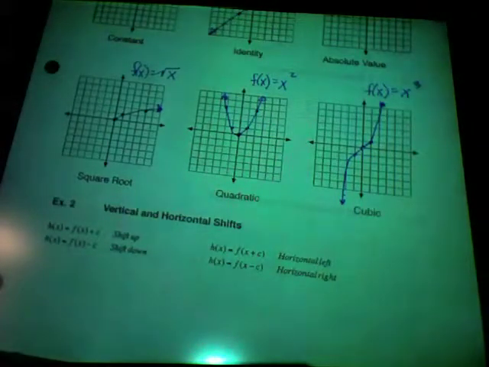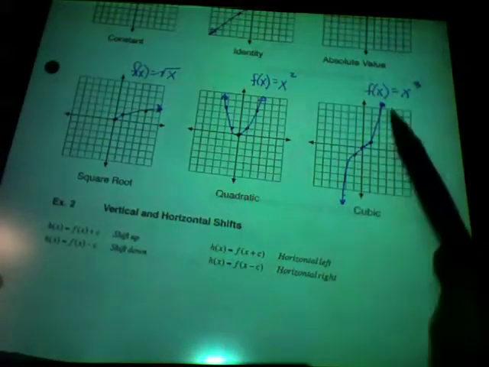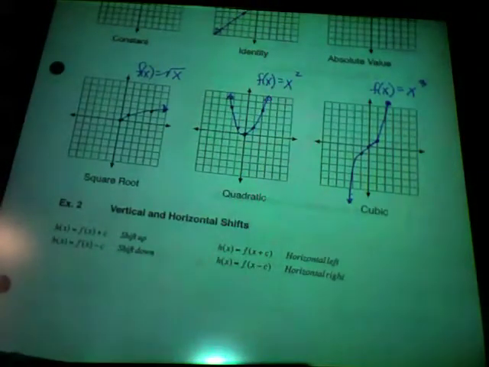And you're going to learn that odd functions, this is an odd function. Its end behavior goes in opposite directions, and sure enough it does. This is an even function. The end behavior here goes in the same direction. Fascinating. We'll learn more about that later.